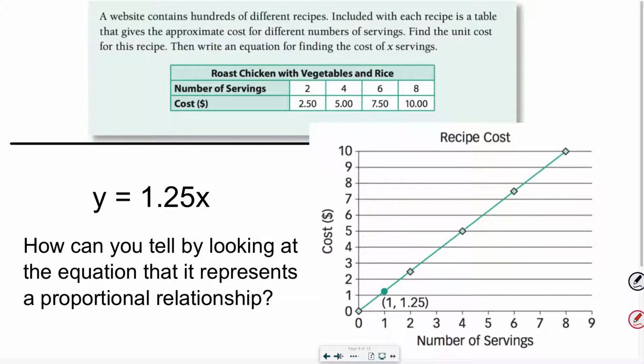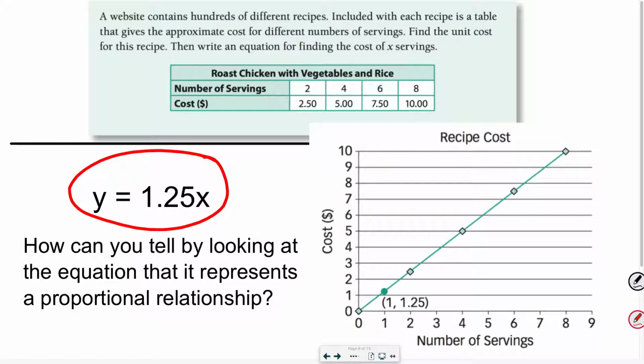Okay, so that's our equation. How can you tell by looking at the equation that it represents a proportional relationship? So we already talked about how, when you're looking at a graph, you know that it's a proportional relationship: if it's a straight line and it goes through 0. How can you identify it just by looking at the equation?